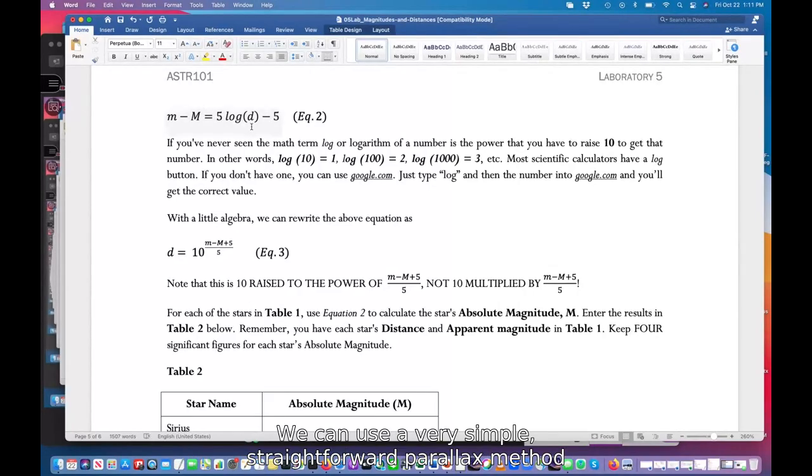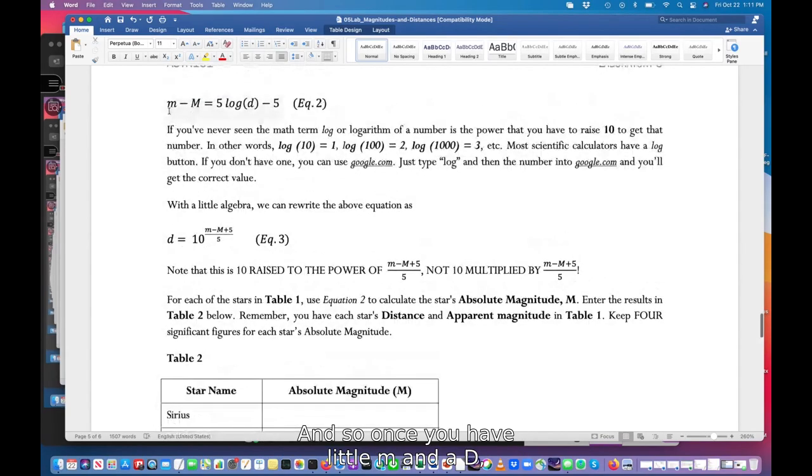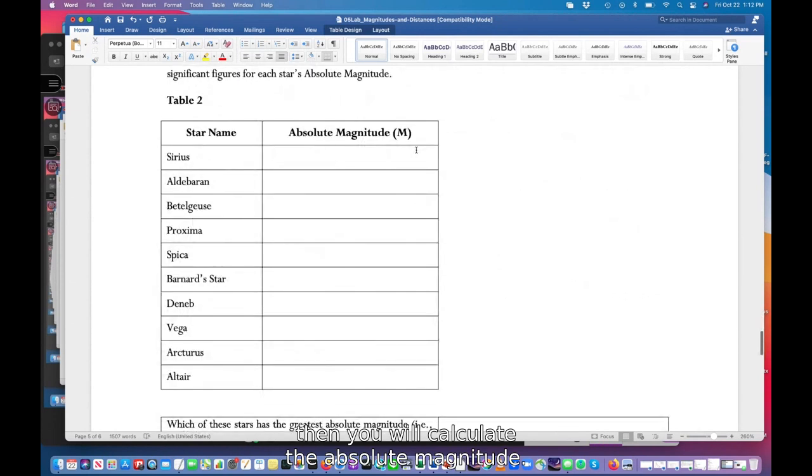Okay, so for the nearby stars, this is the wonderful thing. We can use a very simple, straightforward parallax method from which we can literally calculate directly, without other guesses and so on, absolute magnitude directly. And that's why establishing this foundation of star properties like distances for the nearby stars is extremely important for doing astronomy, because we need this in order to expand to farther distances. Once you have little m and a d, then you will calculate the absolute magnitude.